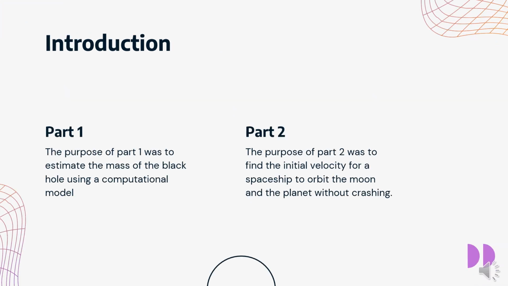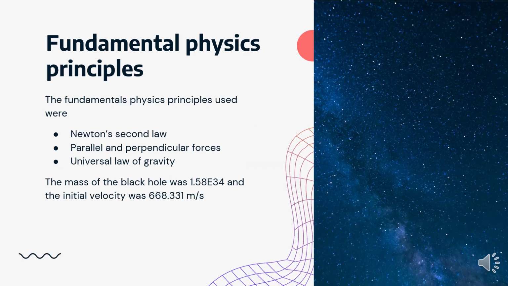The purpose of Part 1 was to estimate the mass of the black hole using a computational model. The purpose of Part 2 was to find the initial velocity for a spaceship to orbit the Moon and the planet without crashing. The fundamental physics principles used were Newton's second law, parallel and perpendicular forces, and the universal law of gravity.